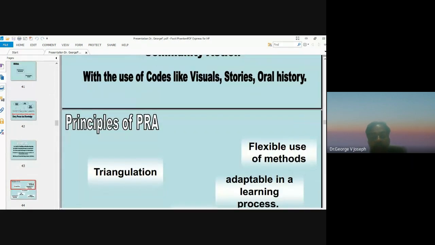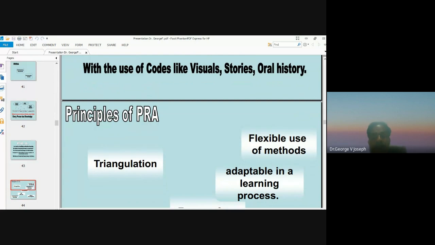So there are certain principles. The first principle is triangulation. Triangulation means you get the information not only from one source, you get the information from three sources. Maybe from the community, maybe from secondary information or from the offices, and also from the research. And you triangulate and see whether this information is matching. And if it is not matching, then you may verify that. So that triangulation method is there, and flexible use.